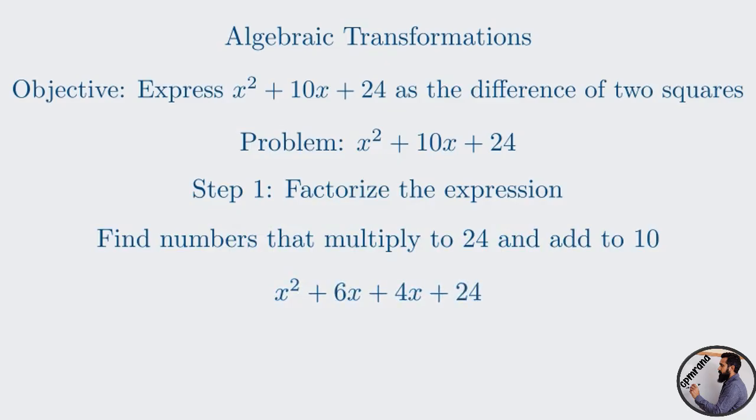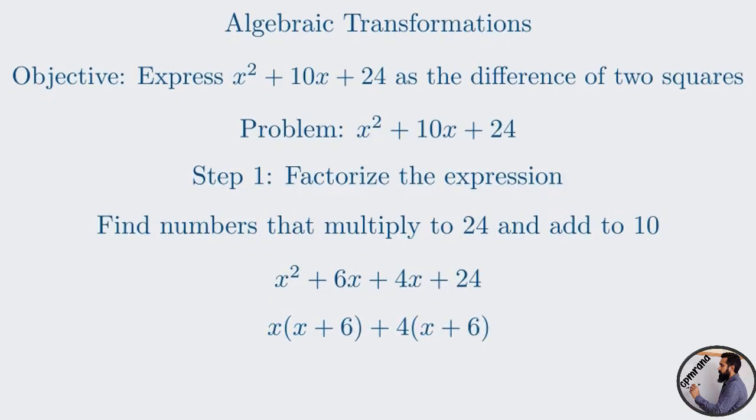Now, we group the terms. In the first two terms, we can factor out an x. In the last two terms, we can factor out a 4. Since both parts now contain the factor x plus 6, we can factor that out to get the product of two binomials, x plus 6 times x plus 4.